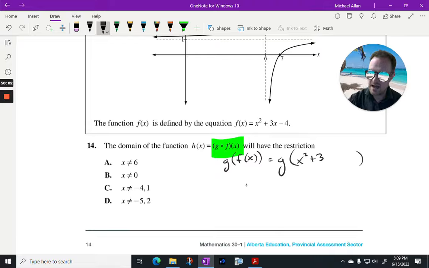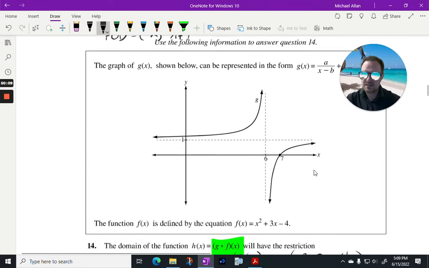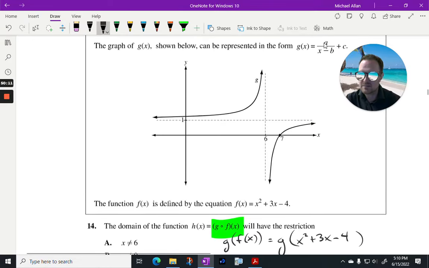So I'm going to put f into g. Now the problem with g is not complete. We're missing a bunch of letters up here, A, B, and C. If I knew what those were, then I can actually complete this and find my answer. So I've got to figure out what the A, the B, and the C are.